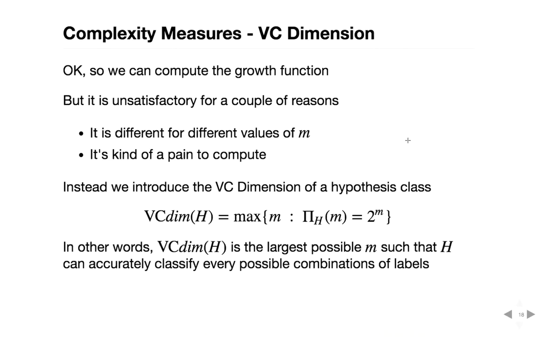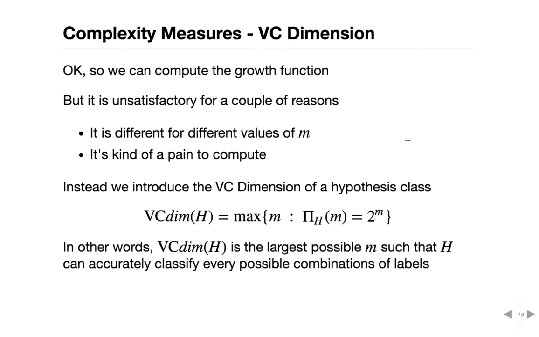Okay, so in the previous video, we came up with this idea of a growth function, and we showed that if you could come up with a growth function for your hypothesis class, then you could come up with a new form of a bound on the generalization error. But this is a little bit unsatisfactory for a couple of reasons. For one, the growth function is different for different values of m. And then also it was a bit of a pain to compute.